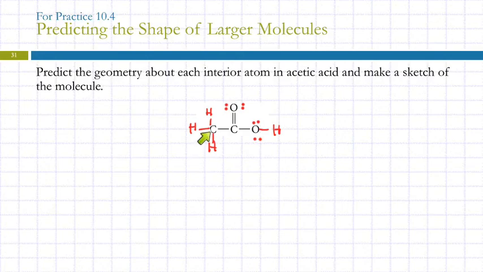Okay, so this first carbon, what is the molecular geometry? Tetrahedral. We look at that atom and it's got 4 groups, no lone pairs, tetrahedral. What about this one? 3 groups, no lone pairs, trigonal planar.